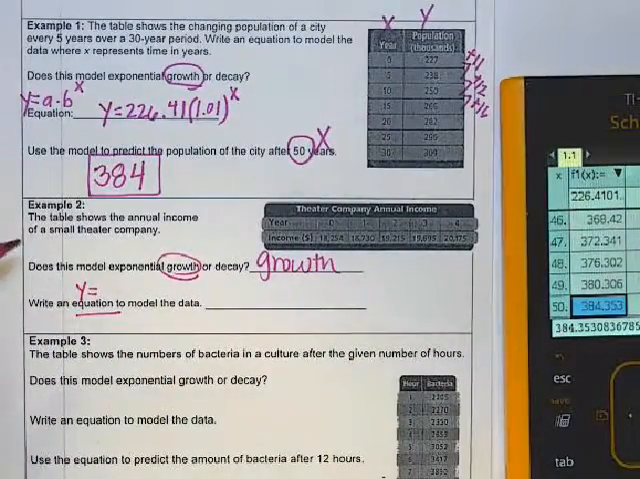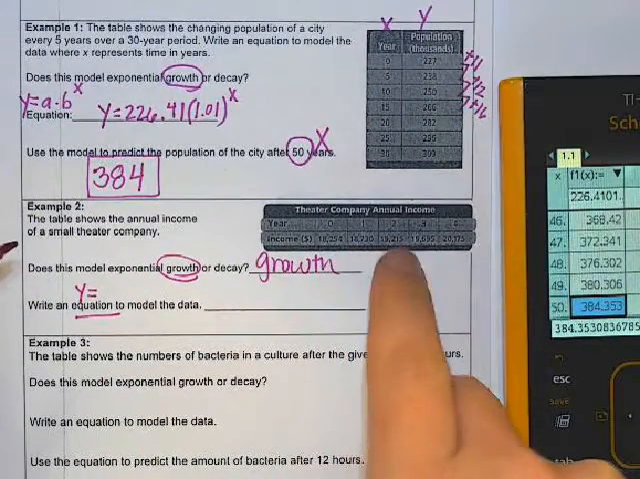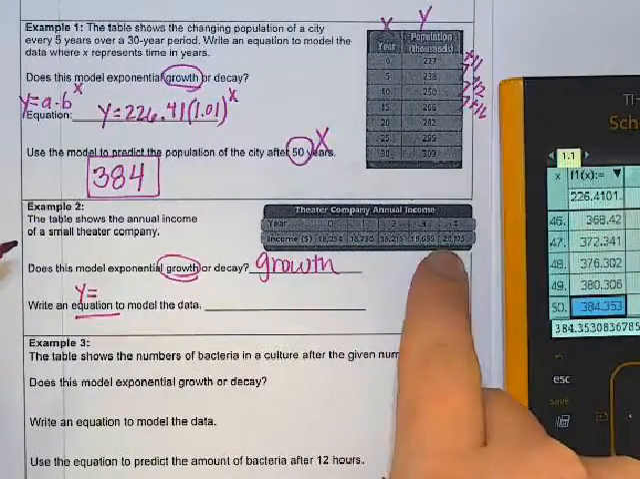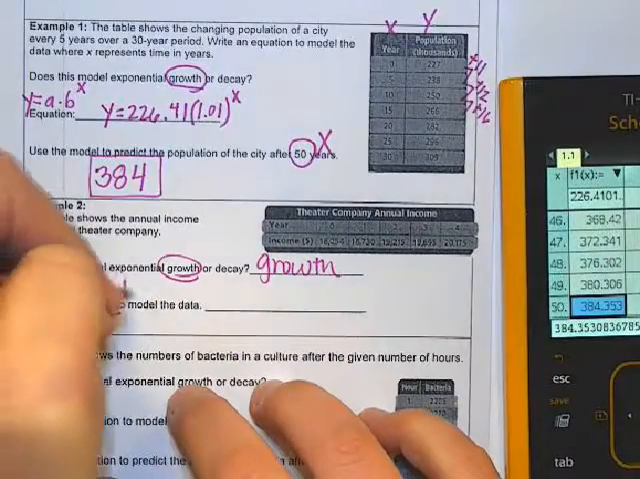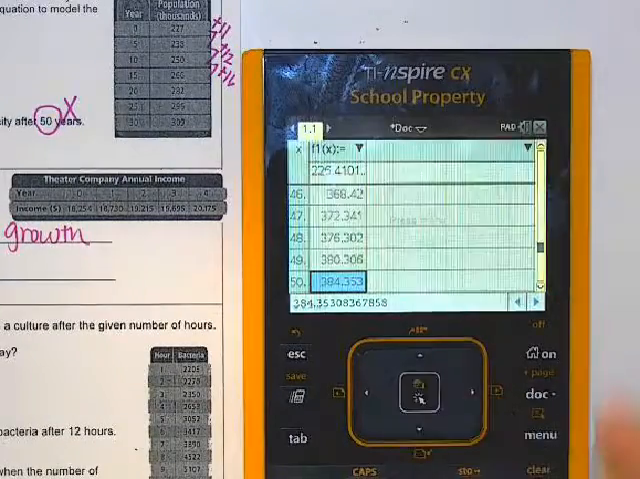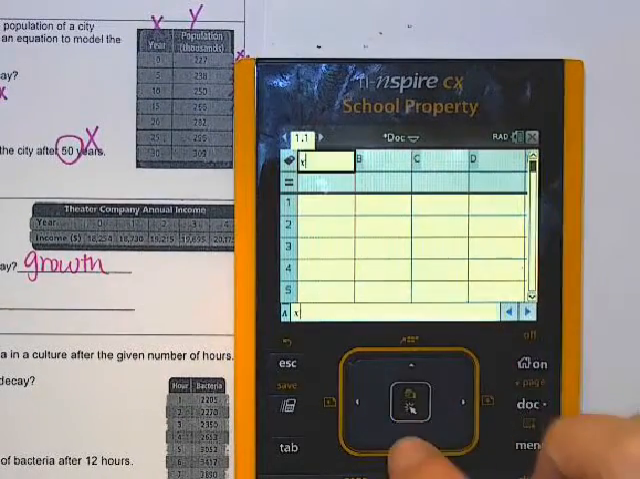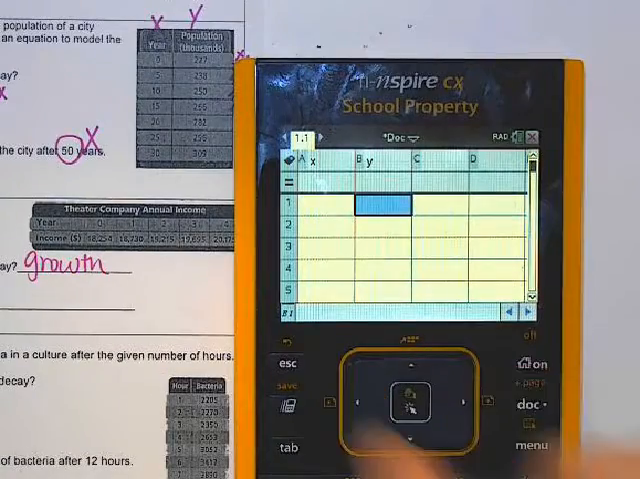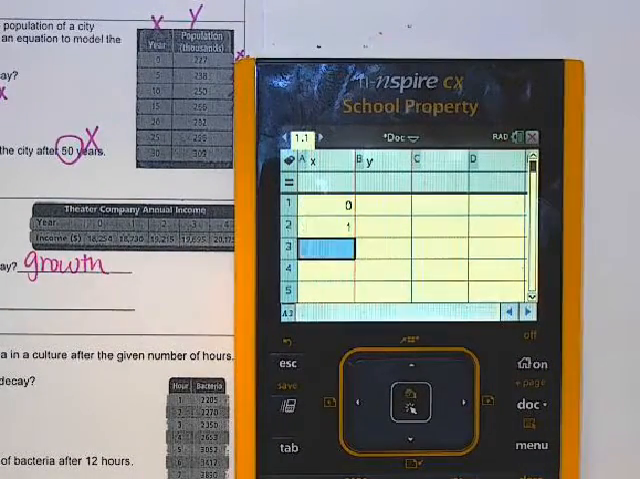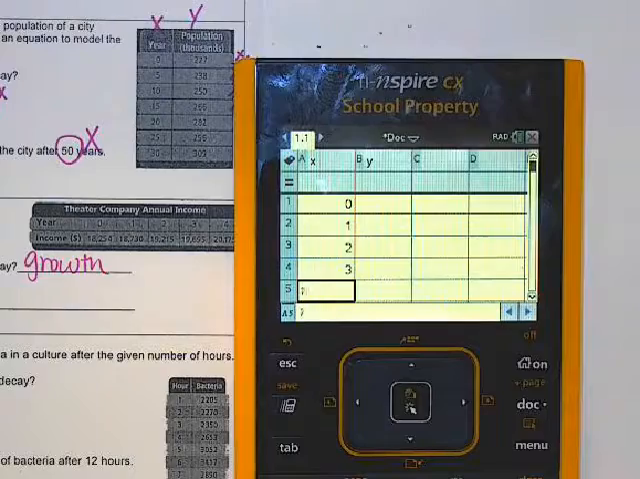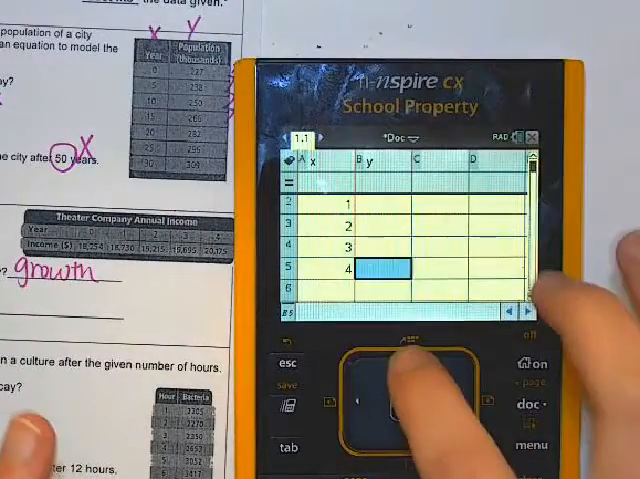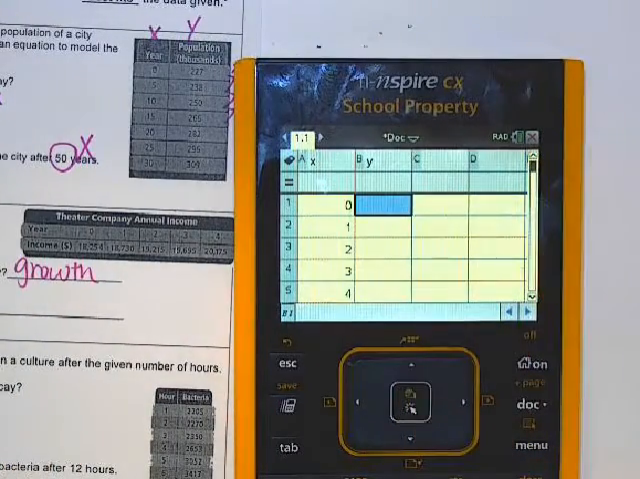Well, is this exponential or linear? Look at your table. Is it going up consistently? No, so it's exponential. A times B to the X power. So we got to go to a brand new list and spreadsheets. Label your X and your Y. 0, 1, 2, 3, 4. Then do your Y's. Do not put commas. Can't put commas in the calculator, okay?